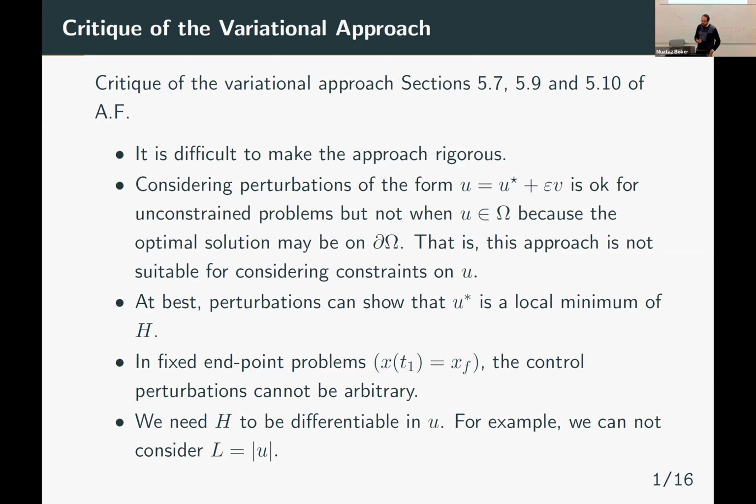And there are other critiques of the variational approach. One of them is that it gives only a local minimum. There is no possibility that you get a global minimum out of the variational approach. Why? Because the approach is based on differentiating locally near the optimal point. So that is also another restriction. There are a number of restrictions that limit the applicability of the variational approach.